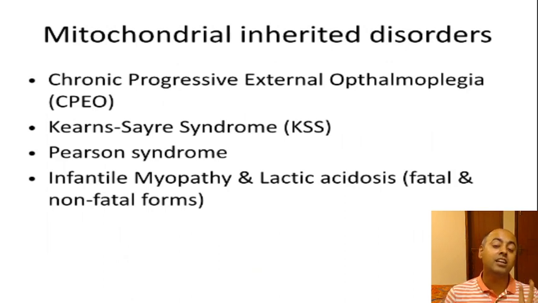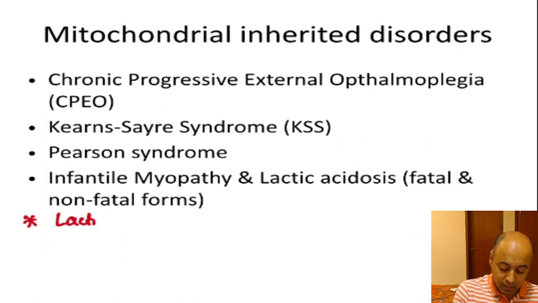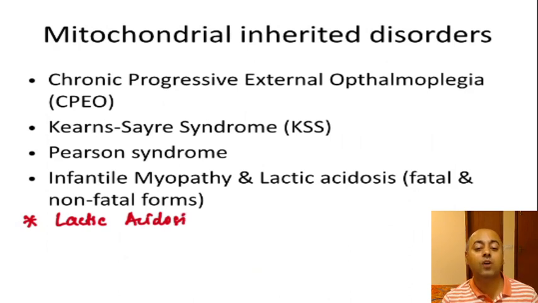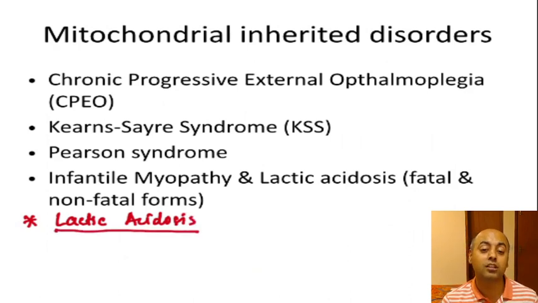Don't forget the very typical inheritance pattern that we have shown you, and all these patients will have one common feature. What is that common feature? They will present with lactic acidosis. Why? Remember I told you the mitochondrial DNA codes for the proteins of the electron transport chain. So any problem in the mitochondrial DNA, then the electron transport chain will start working less efficiently. As a result, we are likely to have lactic acidosis. So this is about the mitochondrial DNA and the mitochondrial inherited disorders.